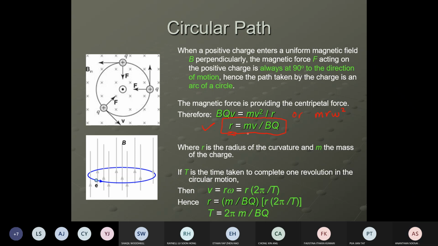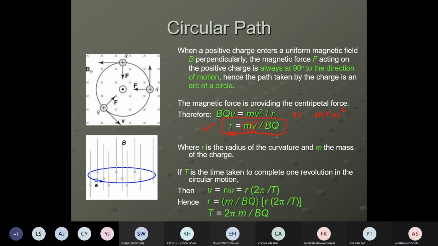That means if the particle is more massive, the radius is going to be larger. When the velocity is high, the radius is going to be larger. When the magnetic field is strong, the radius decreases. If the charge is greater, the radius decreases.